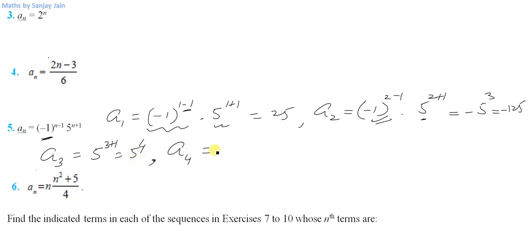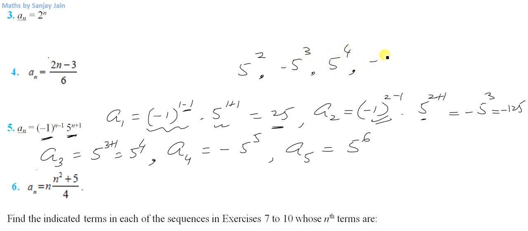A4 is equal to minus 1 raised to 4 minus 1. That is third power. So it will become minus 1 into 5 raised to power 5. So it will be minus 5 raised to power 5, and what will be A5. Now this time this will become plus 5 raised to power 6. So what are the first 5 terms? If I write it in powers of 5, the first term is 5 raised to power 2, second term is minus 5 raised to power 3, third term is 5 raised to power 4, fourth minus 5 raised to power 5, and fifth one is 5 raised to power 6. So these are the first 5 terms.